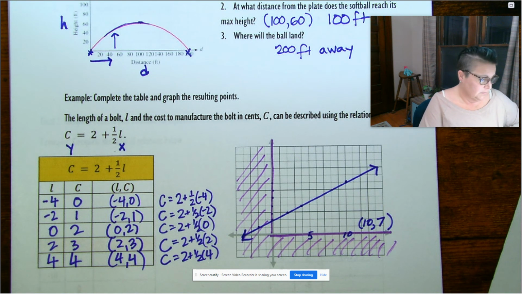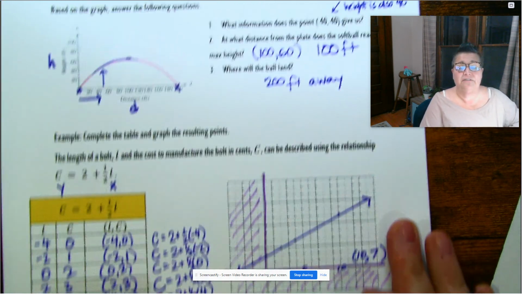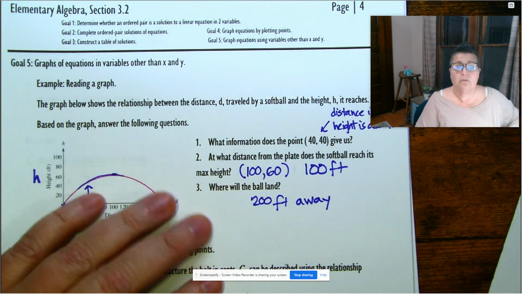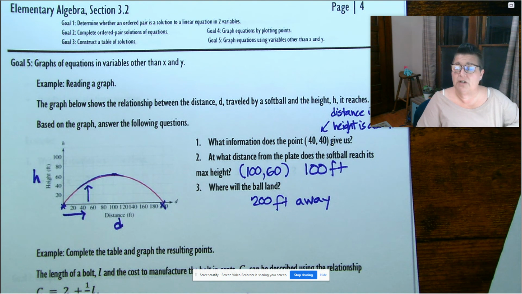All right. So do you feel that we have sufficiently met the goals for you? Are you able to determine whether or not an ordered pair is a solution? Can you complete an ordered pair solution if given an equation? And can you construct the table of solutions and graph it? And how do you feel about switching out the variables for x and y? If you have questions about any of these goals, please do not hesitate to contact me or drop into the Math Center to get things solidified for you. All right? Thank you.